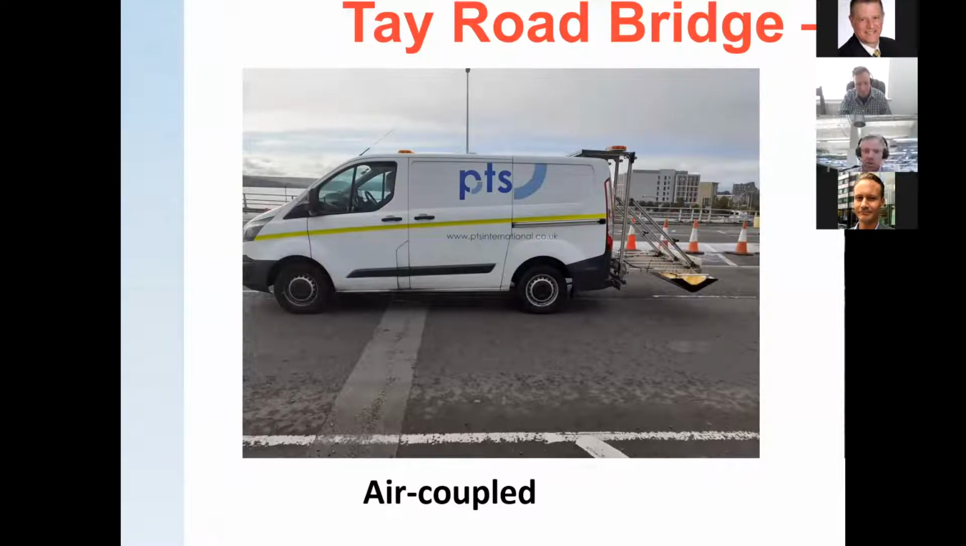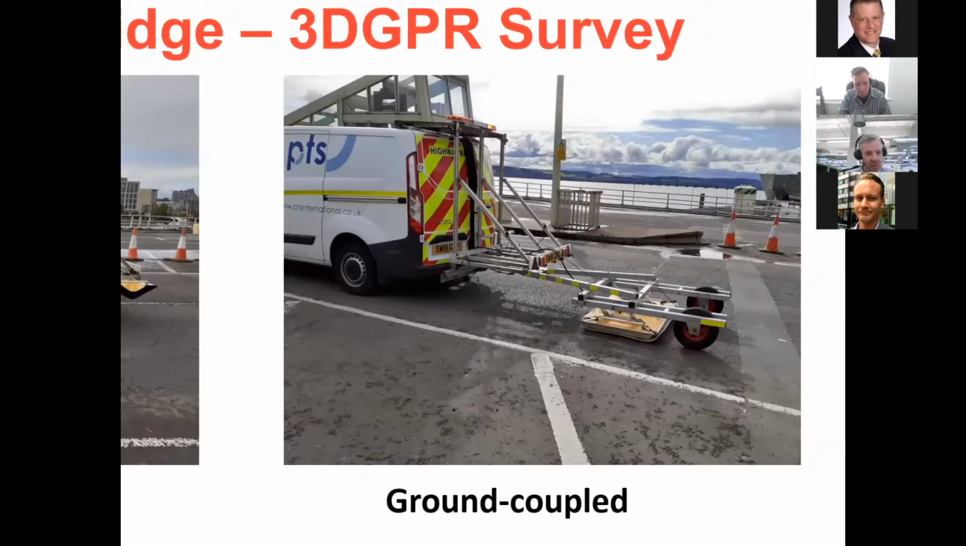Again, the survey was done very slow, 20 mile an hour, 25 mile an hour. We were lucky. We had a traffic management system, a large vehicle with arrows pointing to slow everybody down. The bridge team were really helpful. So that's that one. Then you can see the difference now in the ground coupled, smaller antenna, again. But you can see it's coupled to the ground wheels. Again, we don't want to go too fast because we don't want that thing bouncing.